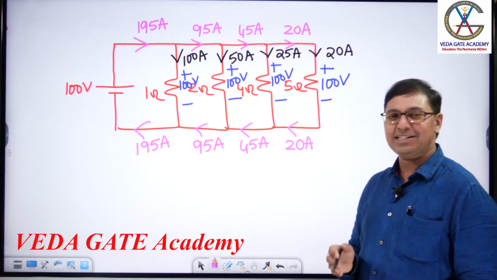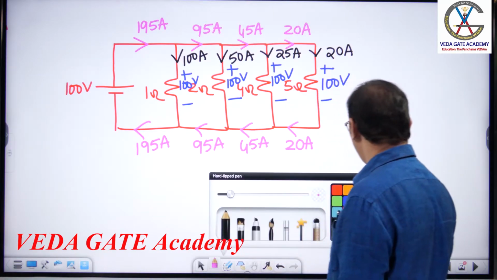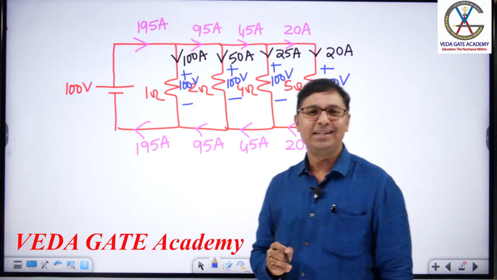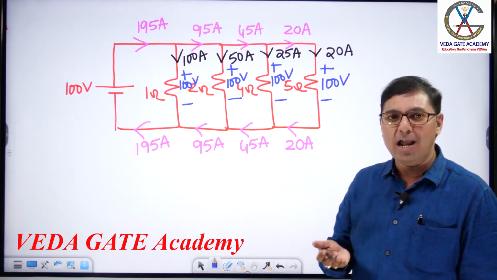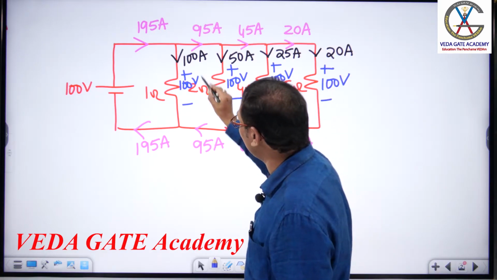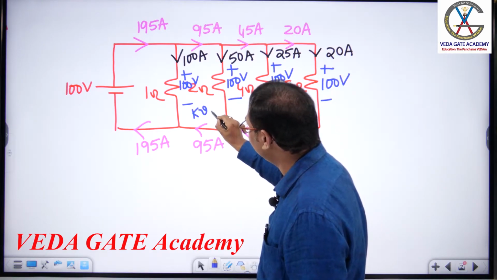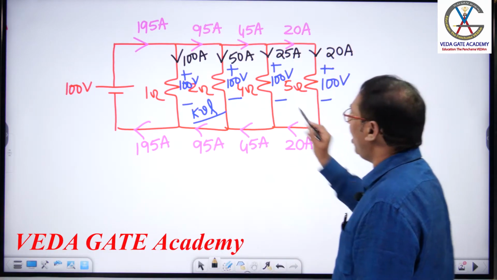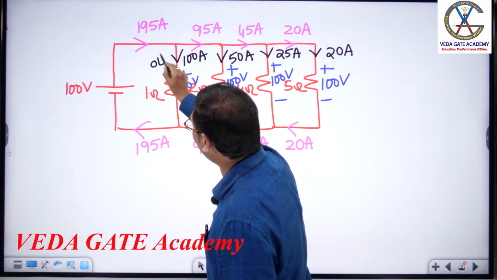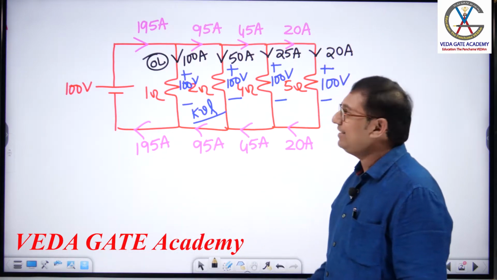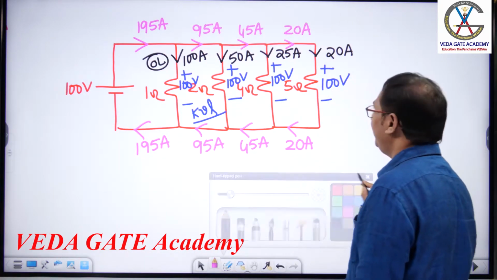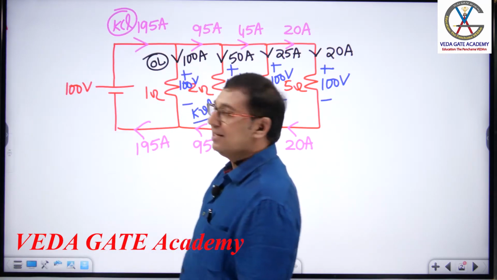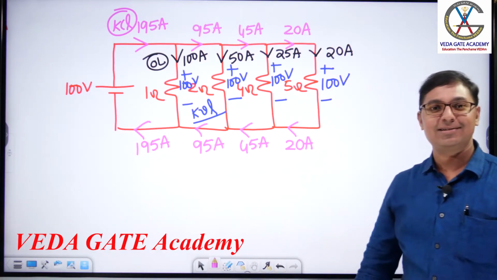Now my question is here. By using what law did we get these voltages? First we calculated this blue voltage. By using what law? KVL. Next we calculated this black current. By using what law? Ohm's law. Later we calculated the pink current. By using what law? KCL. By using KCL we got these currents.